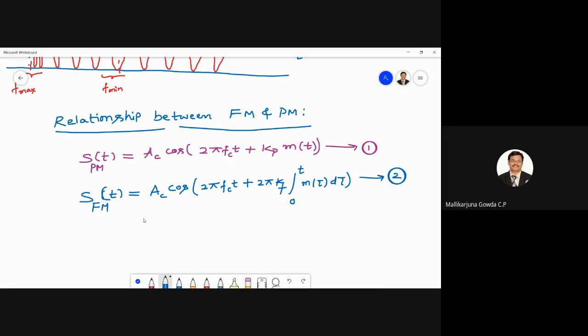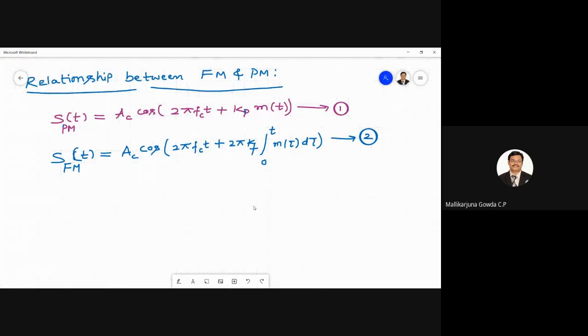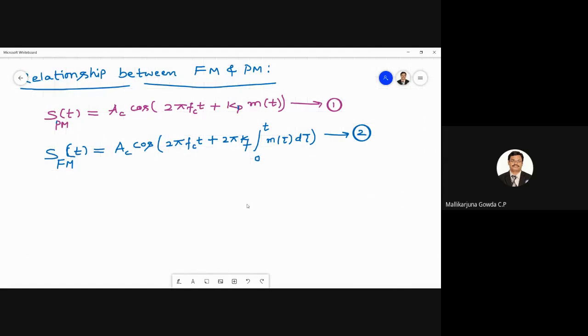Observe these two equations and tell me, in what way are they different and in what way are they similar? Take 1 minute, observe and see: is it possible to obtain the FM signal from the PM signal? Similarly, the PM signal from the FM signal. You should be able to tell by looking at the expressions of these two equations.